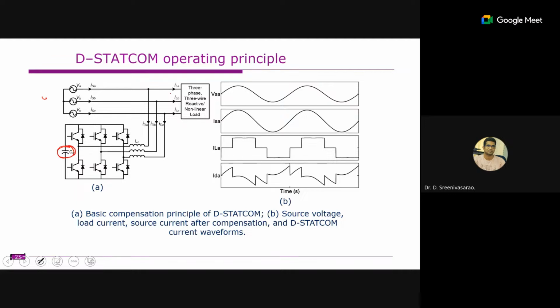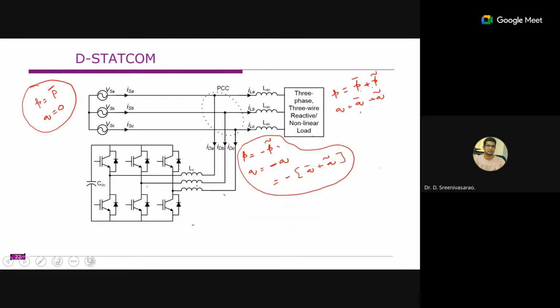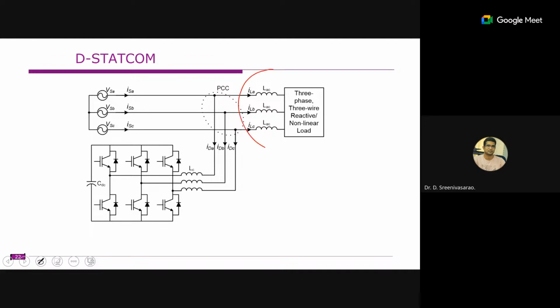Because it will act as a boost type. For example, this 415 volts is there, and here it is supposed to maintain some voltage. Let us assume that you're not giving any firing pulses to this converter, and this is absent. Then this will act as a three-phase diode bridge rectifier, and you will get an output voltage something like this. If your capacitor is large, it will make this voltage steady.